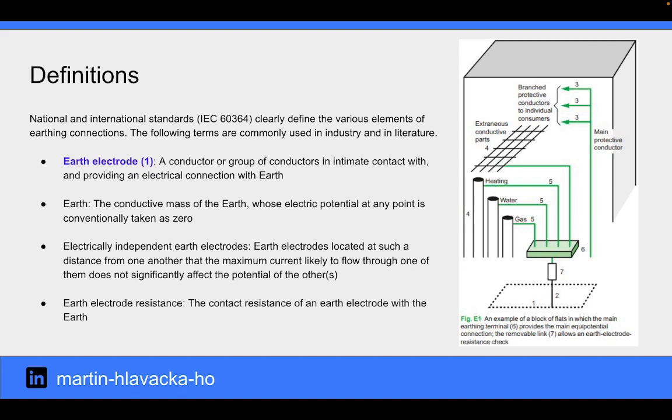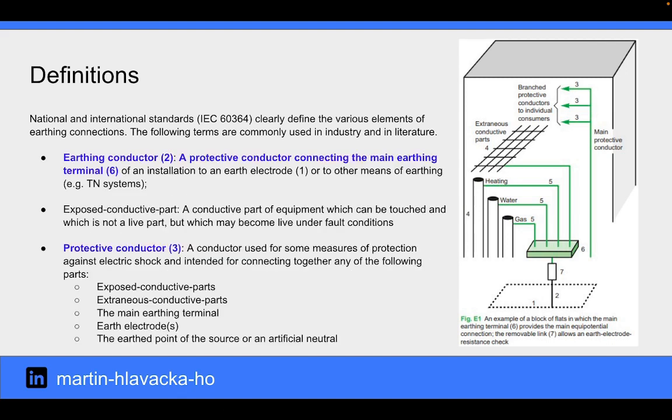Electrically independent Earth electrodes: Earth electrodes located at such a distance from one another that the maximum current likely to flow through one of them does not significantly affect the potential of the others. Earth electrode resistance: the contact resistance of an earth electrode with the earth. Earthing conductor: a protective conductor connecting the main earthing terminal of an installation to an earth electrode or other means of earthing.